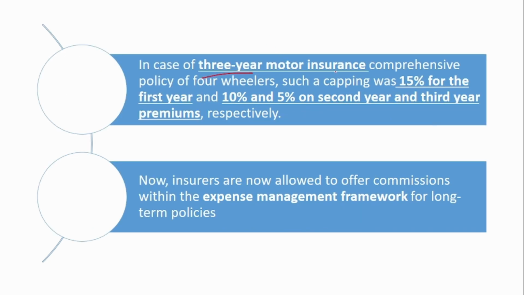Similarly, in case of a 3-year motor insurance comprehensive policy for four-wheelers, there was a capping of 15% for the first year and 10% and 5% on the second and third year respectively. So these were the caps on the long-term insurance policy, and now this has been removed by the RBI. Insurers are now allowed to offer commissions within the expense management framework for the long-term policies. Whatever framework was applicable to all other policies is now applicable to the long-term policies also, and this specific cap has been removed.